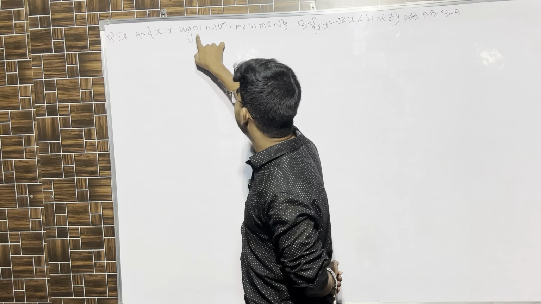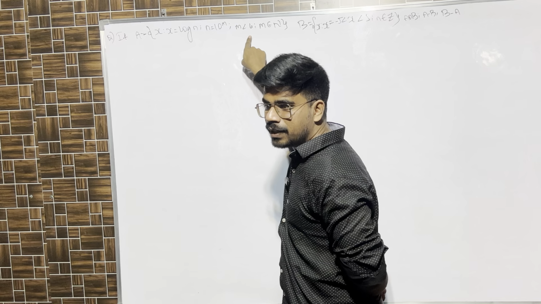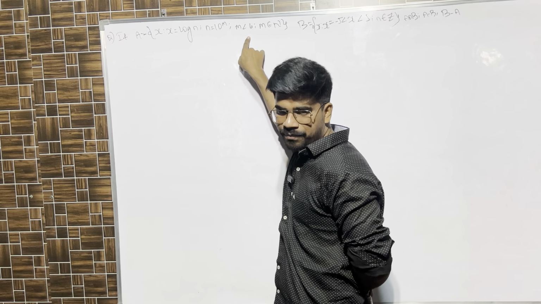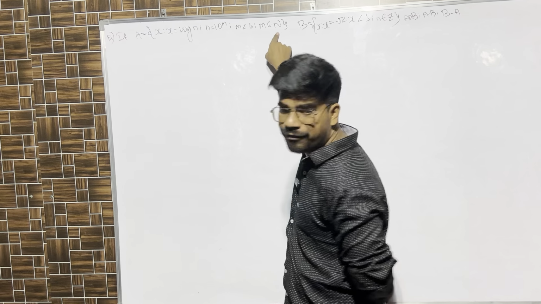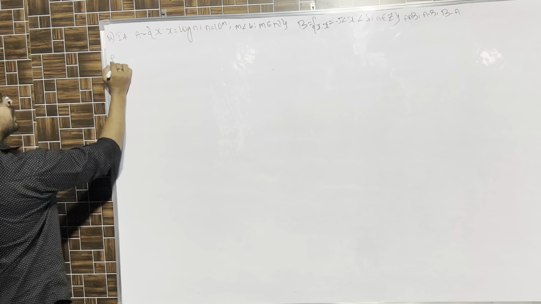Here we have to substitute in the place of n, 10 power m. M is less than 6, in the sense till 5. Till 5 we have to take. But where do we have to start from? Natural number, which means 1. So 1 to 5.